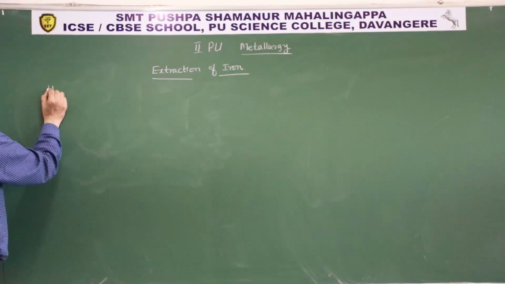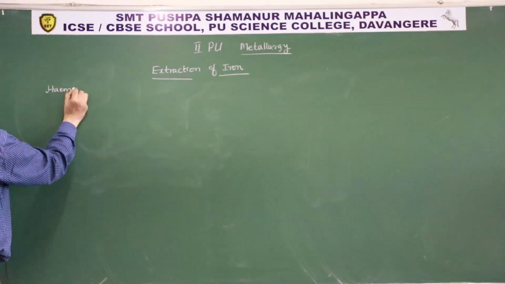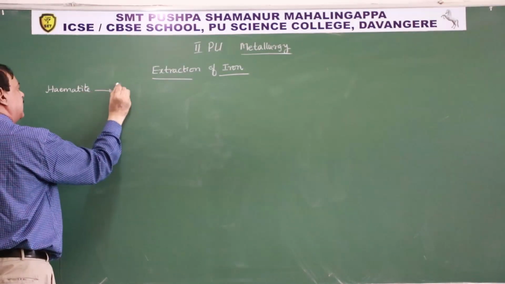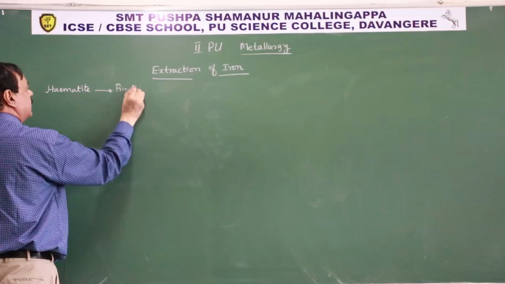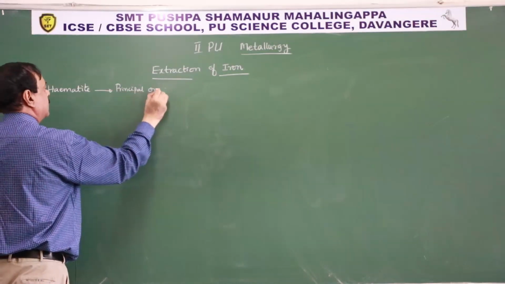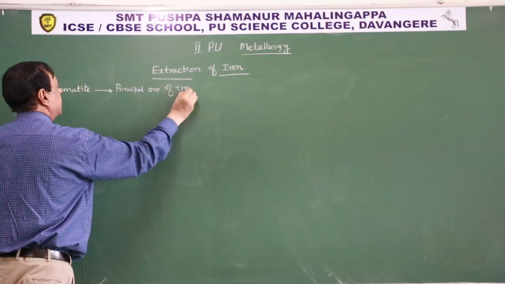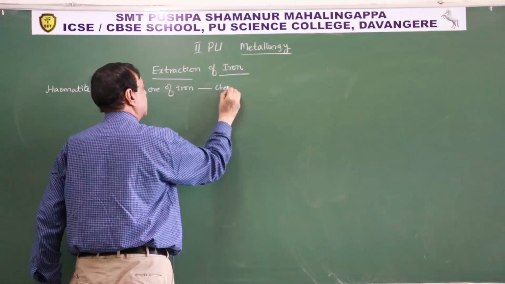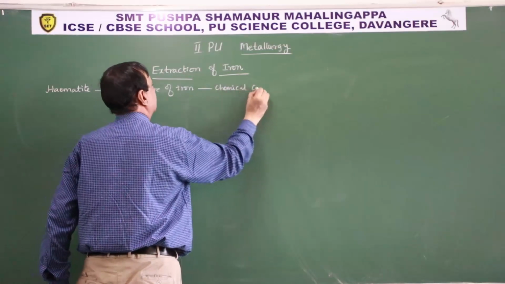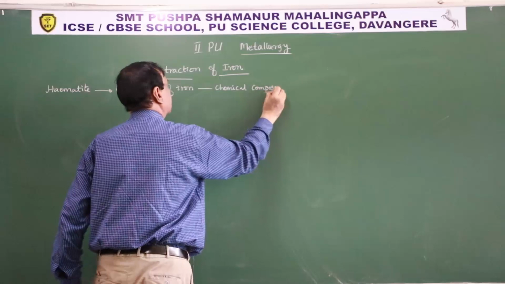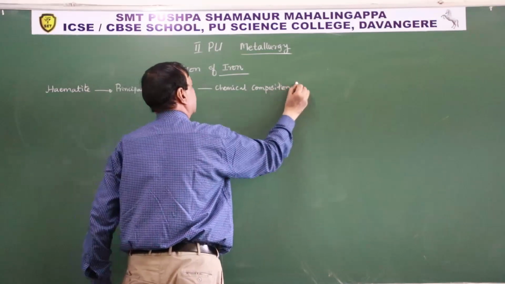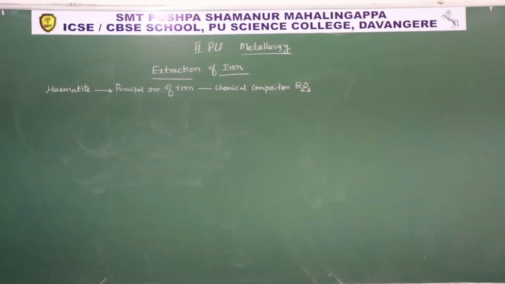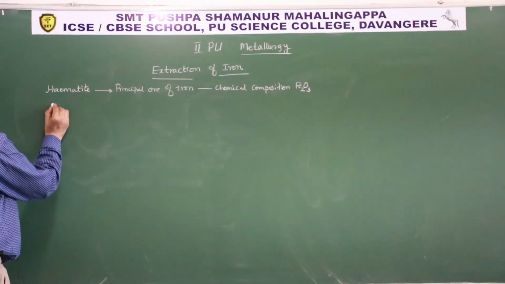Hematite is the principal ore of iron. Its chemical composition is Fe2O3. Is it clear? Then what are the important steps?